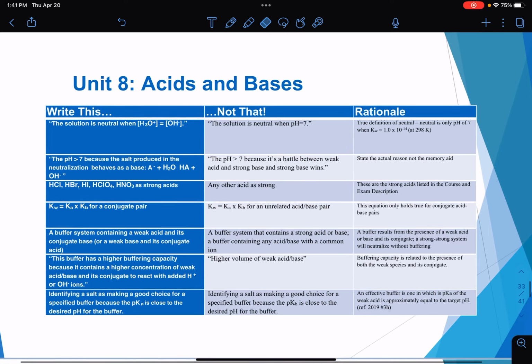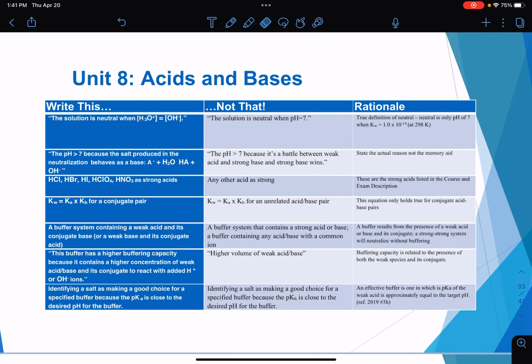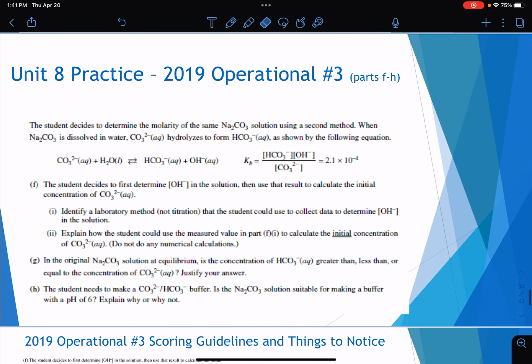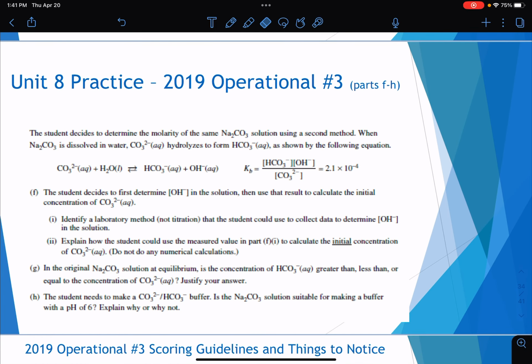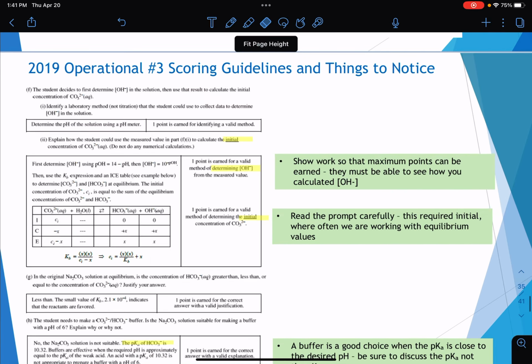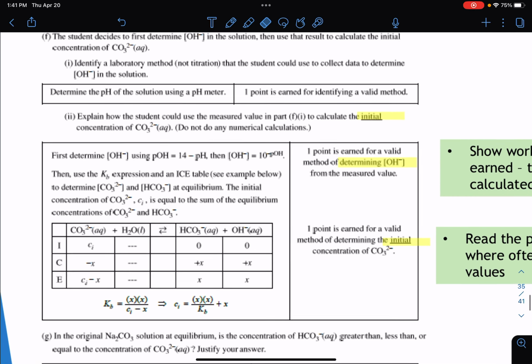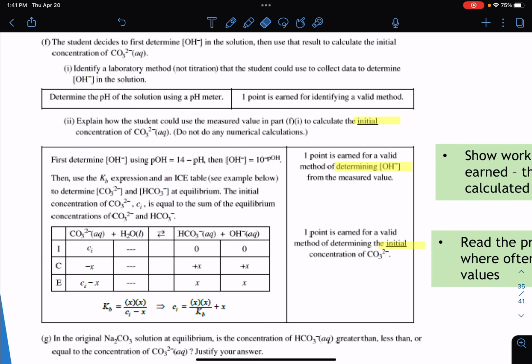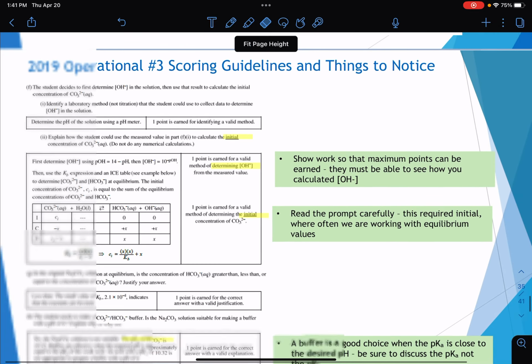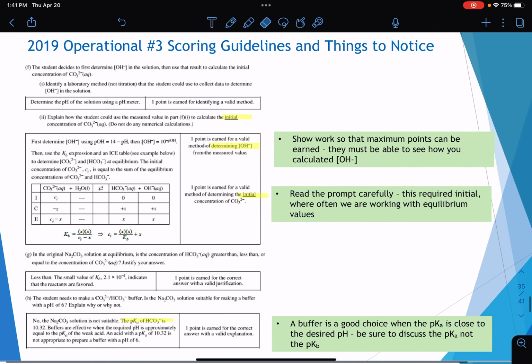All right, read these specifics about Unit 8. And here's a practice question for Unit 8. And here's the scoring guideline for Unit 8. And notice what we have highlighted in green here.